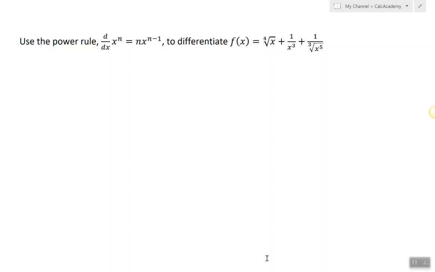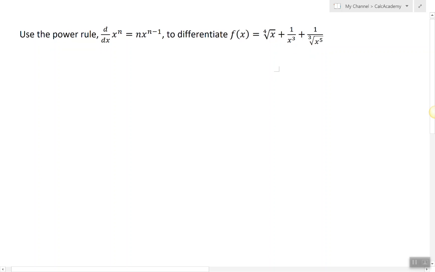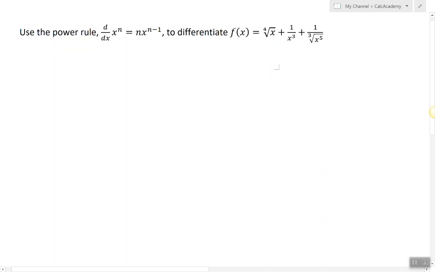In this video, I will show how to differentiate a function that is the sum of power functions. So we have a function f of x given above, and to differentiate it, first I'm going to write every term as x to some power.